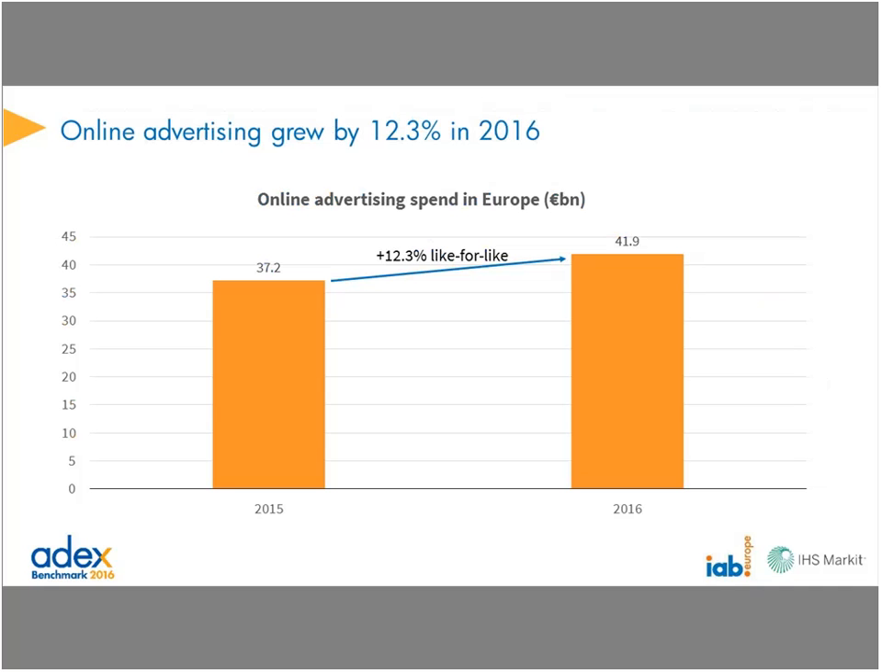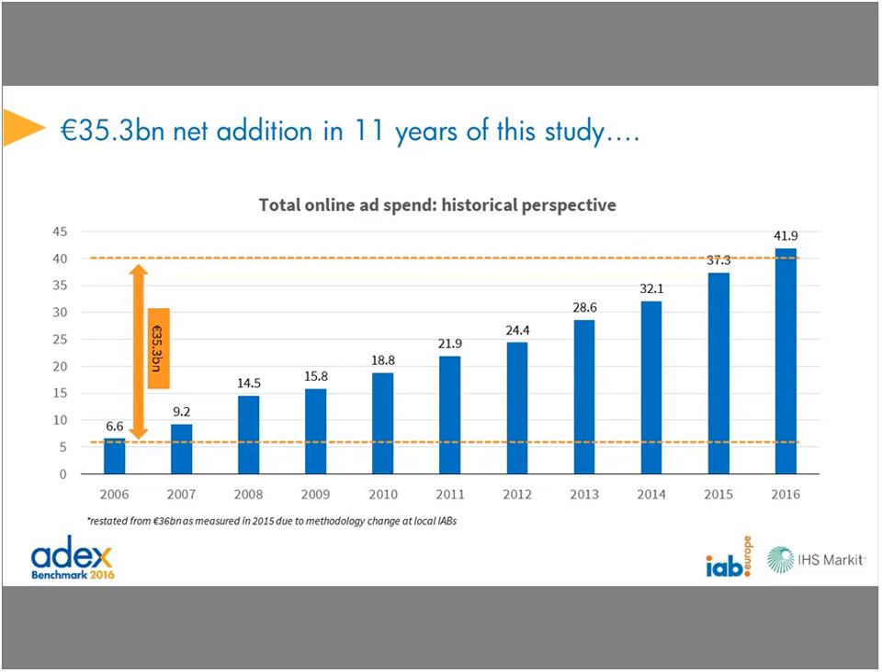So we had a positive macro environment backing up the trends we saw this year. The growth that we saw from the 41.9 billion amounted to 12.3% like-for-like. I say like-for-like here because we adjust the growth rate so that the numbers are directly comparable with that of last year. So if, for instance, an IAB measured new things in mobile that they didn't last year, we extrapolate that data to ensure that there's a like-for-like growth rate and we can compare apples and apples.